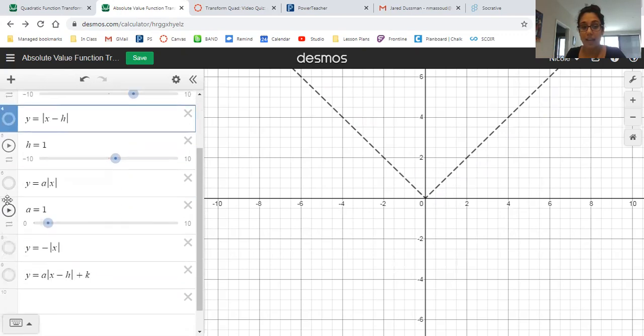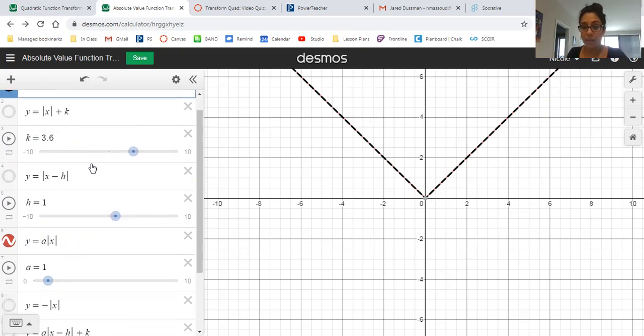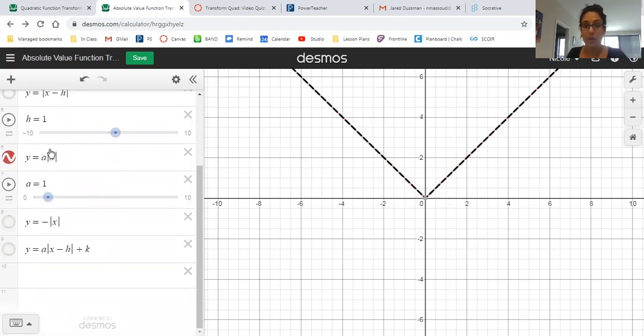Okay, next, we have that coefficient on the outside. That coefficient is a 1 if it's not there, right? This is technically the same thing as saying 1 times the absolute value of x. Same concept as quadratics. If it goes up, it's a vertical stretch, which means it gets skinnier. Again, it stretches out.